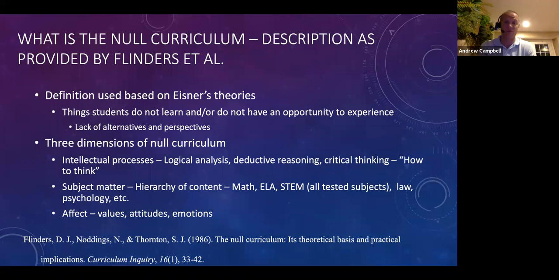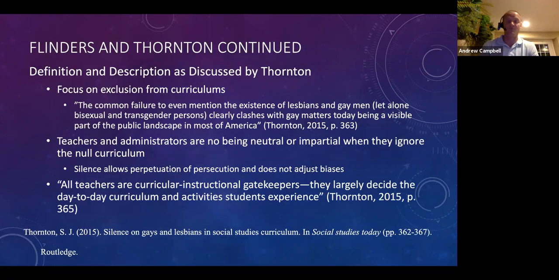The second discussion point came from Thornton. This was a very specific example talking about exclusion from curriculum. The idea of the exclusion of LGBTQ has been bantered about now for quite some time. As the civil rights movement has occurred, there's been a much more inclusionary practice of different cultures, different races, but for some reason, a lot of these ideas of the lesbian, gay, and transgender community has been left out.